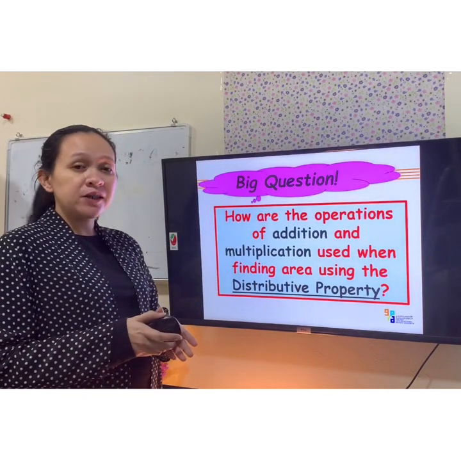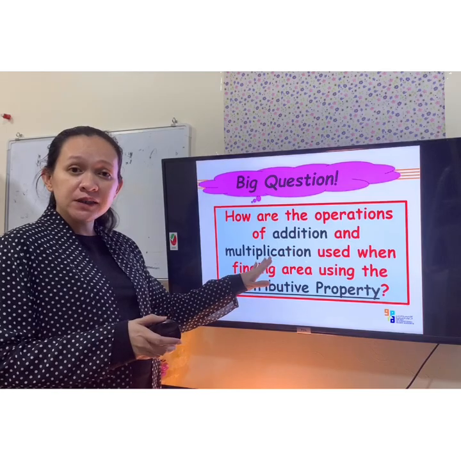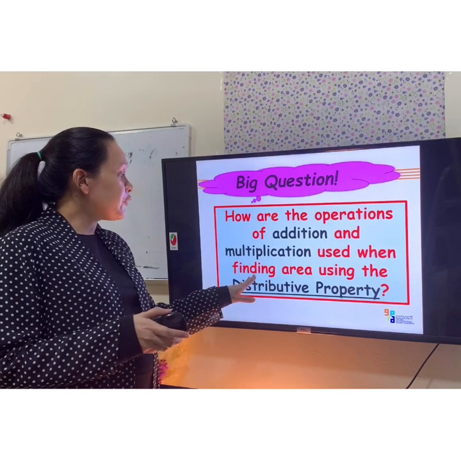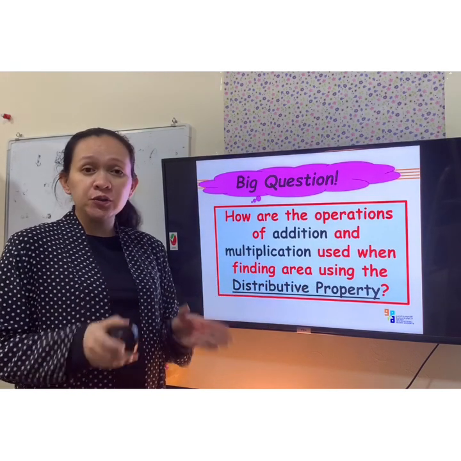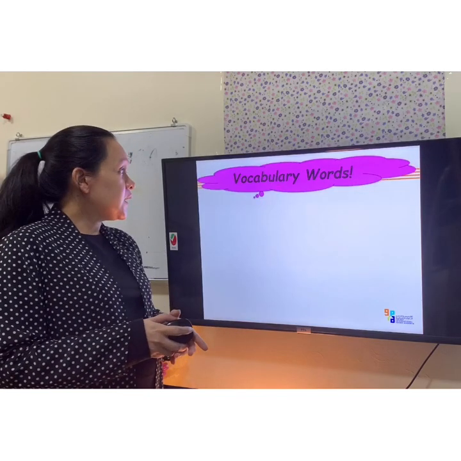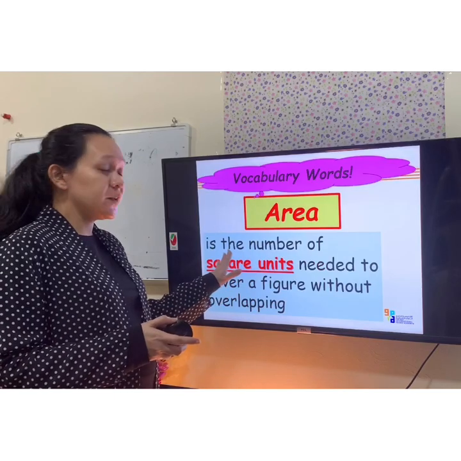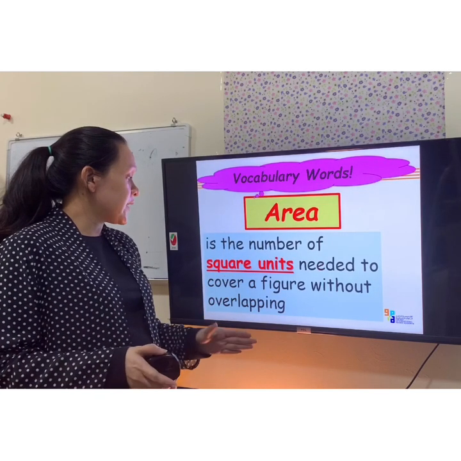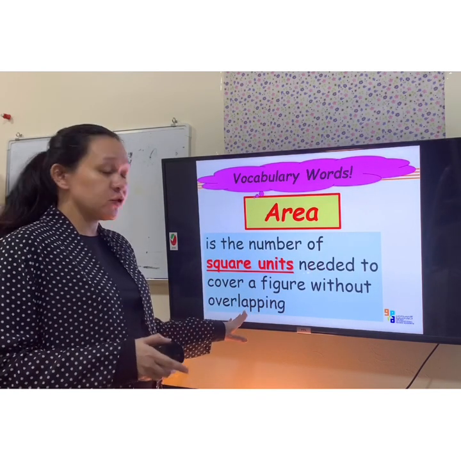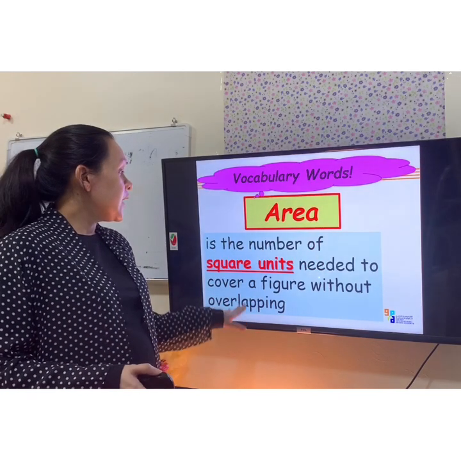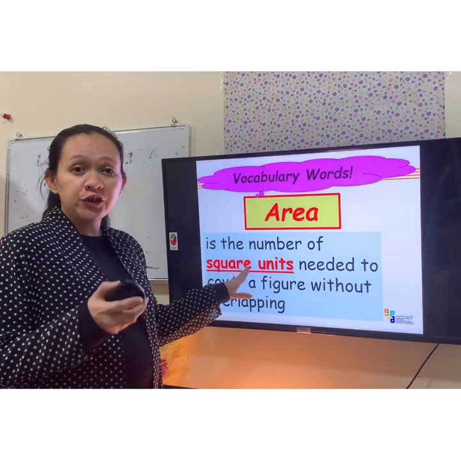Now let's move here to our big question. How are the operations of addition and multiplication used when finding area using the distributive property? Now let's move to our vocabulary words. Area is the number of square units needed to cover a figure without overlapping. Again, this is a number of square units.